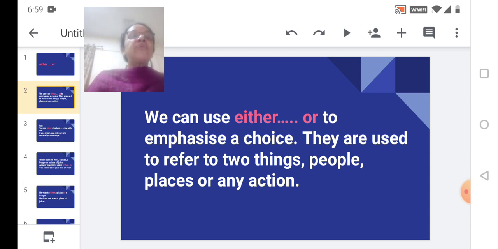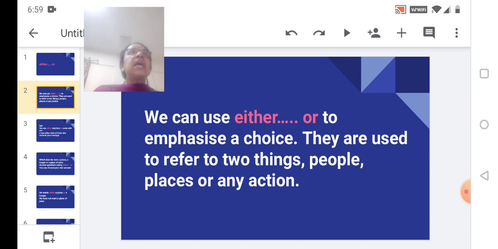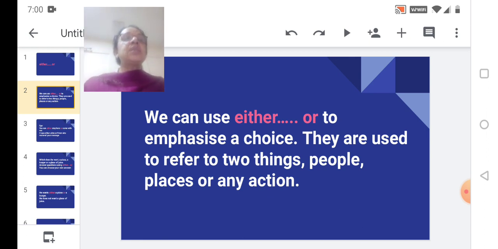They are used to refer to two things: people, places, or any action. It may be things, objects, it may be people, places, whether it is Thane or Mumbai, or any action like sleeping, working, dancing, singing, listening to the music. So when we are supposed to emphasize a choice and when we have to compare, we make use of these words, either, or.